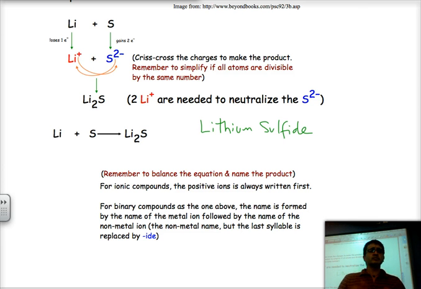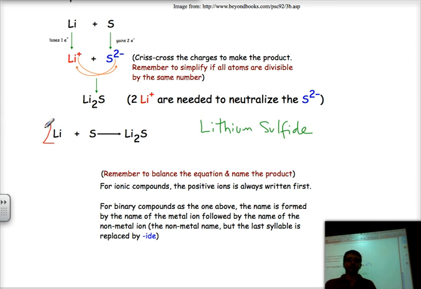If we are starting from the elements and we're writing a chemical equation, we have to make sure that it's balanced. So we want to make sure that we count. We have 2 lithium atoms in the starting materials and 1 sulfur atom in the starting materials. Looking at the product, we have 2 lithium ions and 1 sulfide ion. So we need to include a 2 to make this a balanced equation. When you're starting from the basic elements, you always balance your equations.